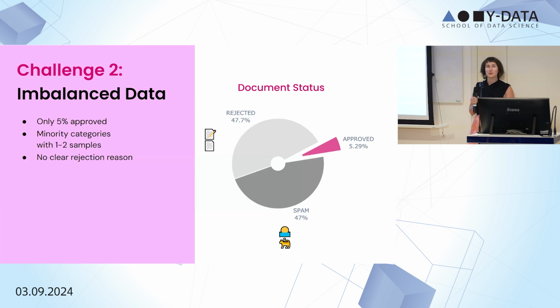It could be the document is just too old, or the quality is not very good, so it's not readable. Or, for example, the customer name does not appear in the document, or simply it's not the type of document that Fido actually works with. So anyway, only 5% of the documents were approved, and on top of that, we had some minority categories which had very few samples in them.